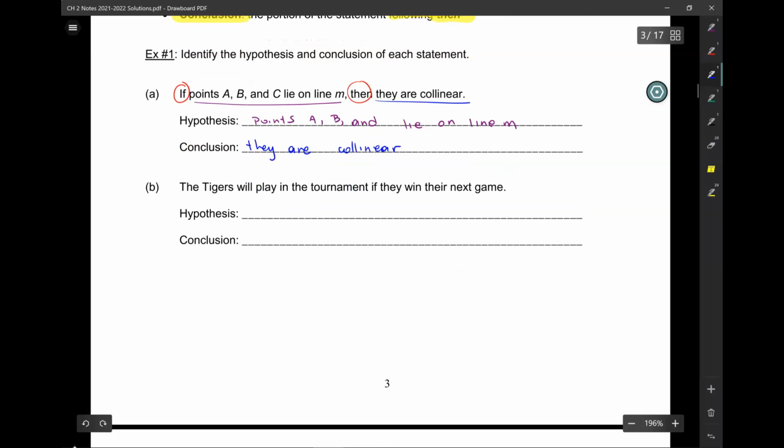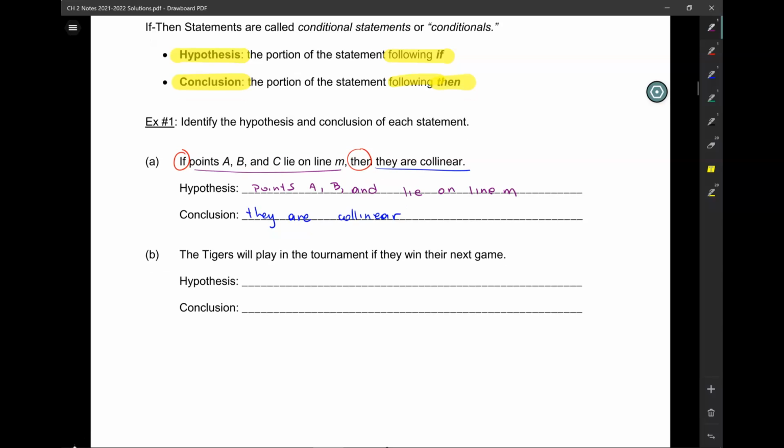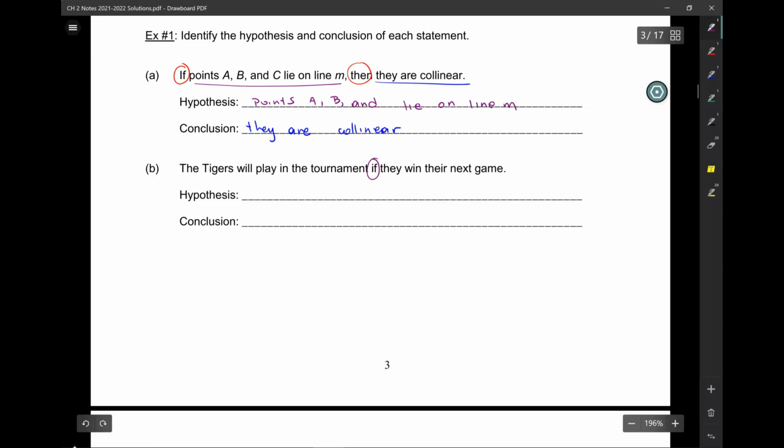Okay? All right. So tell me, what's the hypothesis in the next one? Oh. Yeah, Leah, what were you going to say? I was going to say the Tigers will play. Yeah? The hypothesis would be like, they win their next game, they play in the tournament. Okay. So where is the hypothesis found? It's the stuff that follows the if. They win their next game. So find the if, because look, somebody twisted the sentence around. Instead of saying if they win their next game, then the Tigers will play in the tournament, they twisted it around. So now the if is here. The Tigers will win the tournament if they win their next game, right? They twisted it. So this is the hypothesis. So look for the if.